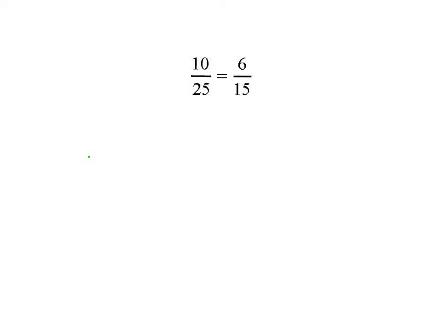Another way of thinking about what it means is that the relationship of 10 to 25, which is that it's times 2.5, is the same relationship that you have between 6 and 15. It's also times 2.5.